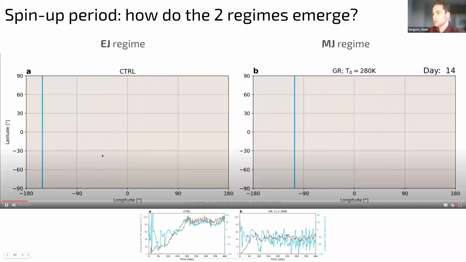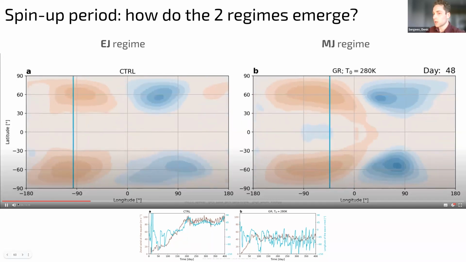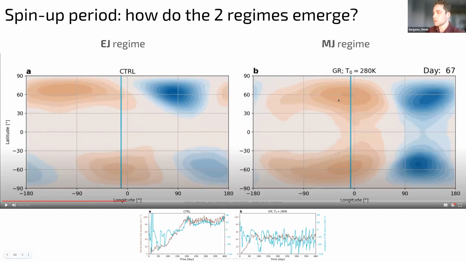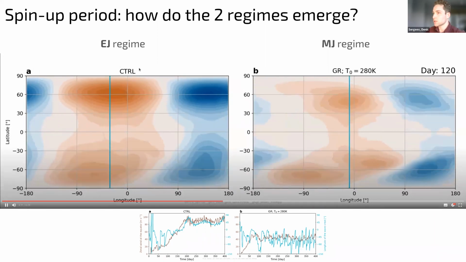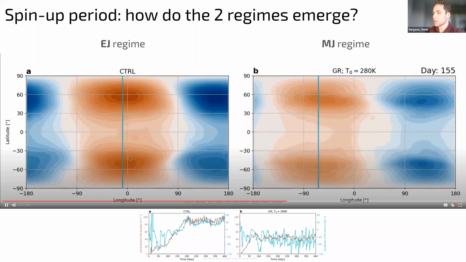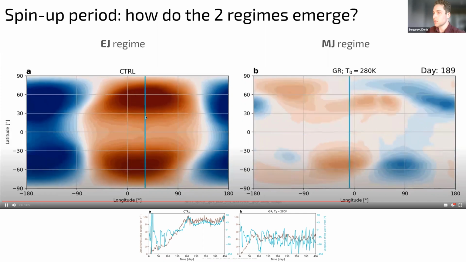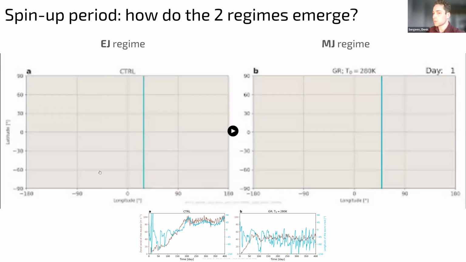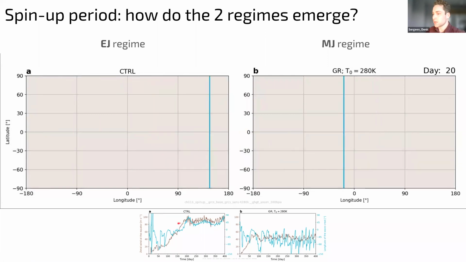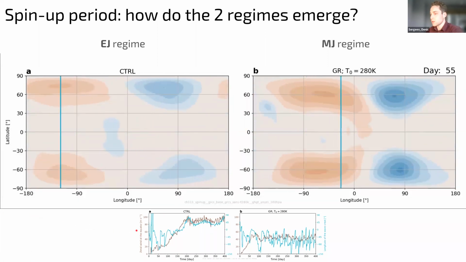So if I just play the animation, you can see that at the beginning, the regime is actually closer to that of the mid-latitude jet regime, with the phase of the waves, the maximum of the waves, to the west of the substellar point. But then as the simulation progresses, in the control simulation, the equatorial jet regime emerges and the amplitude of the waves becomes much stronger, and it's gradually shifted to the eastern hemisphere of the planet, and it stays there throughout the simulation.